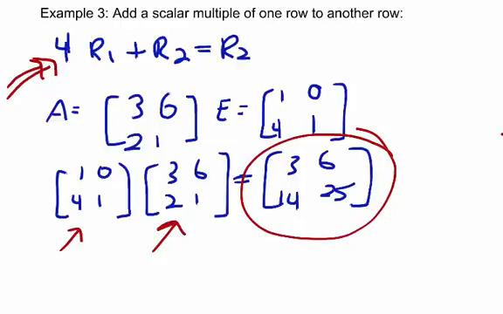So now we've covered how to use elementary matrices for each of the 3 types of row operations. We can use elementary matrices, therefore, to find solutions to systems of linear equations in matrix form.